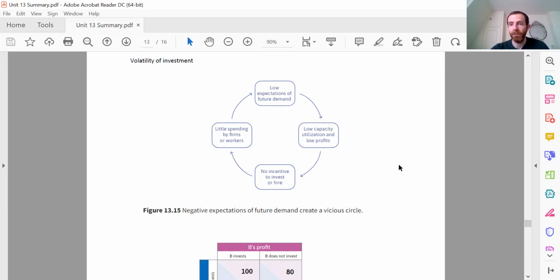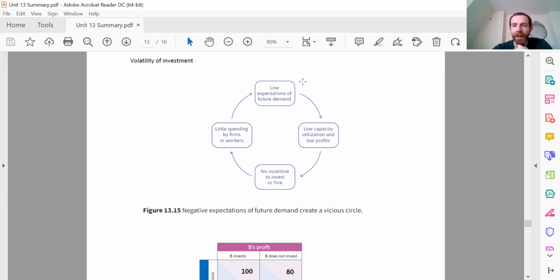Now, investment, that's very much to do with firms. And you see this in the data, and we'll look at this in a minute or two, that investment spending by firms is much more volatile, right? There isn't a sense of smoothing there. It's very much up and down. And there are two little models we can use to think about why that might be the case. The first is this cycle here.